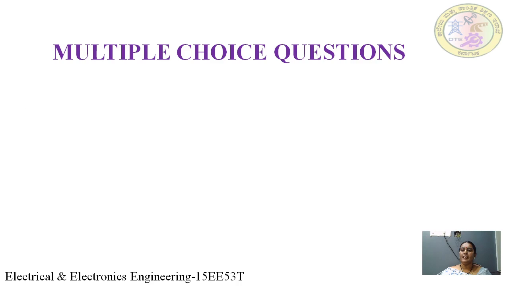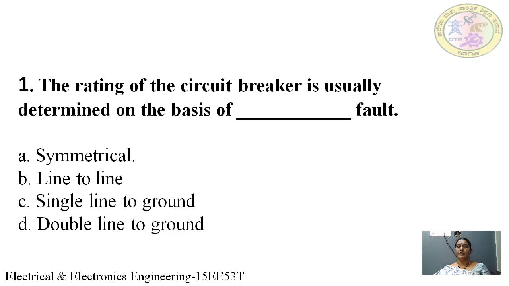Next we will see some multiple choice questions on this chapter. First one: the rating of the circuit breaker is usually determined on the basis of dash fault. First, symmetrical. Second, line to line. Third, single line to ground. Fourth, double line to ground.